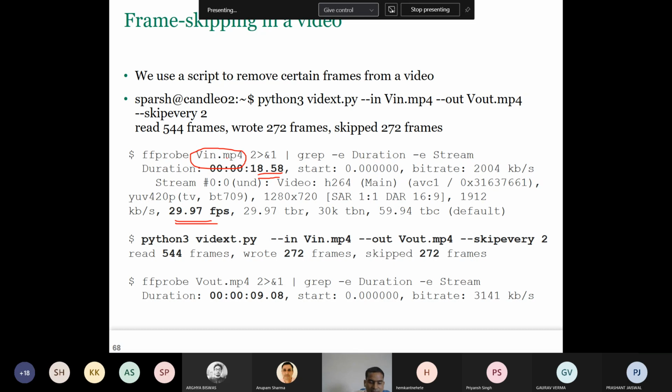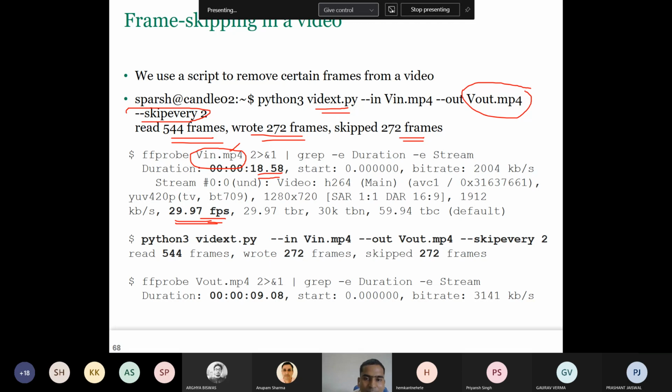I will show you the input MP4 file, which has a duration of 19 seconds. Its speed is almost 30 FPS, that means 30 frames per second. Now I ran a script which skips every second frame. Out of the total 544 frames that I had, I skipped almost half, and the remaining frames I wrote to a vout.mp4 file. That means I have generated another MP4 file which has just half the number of frames.